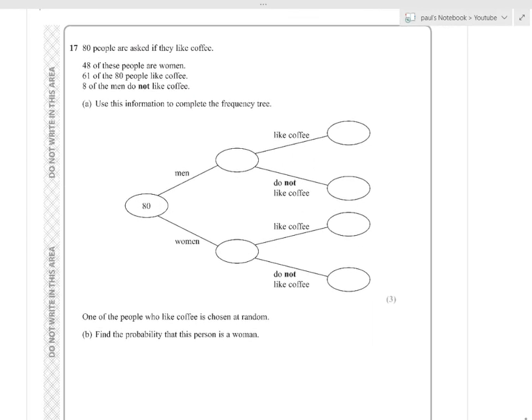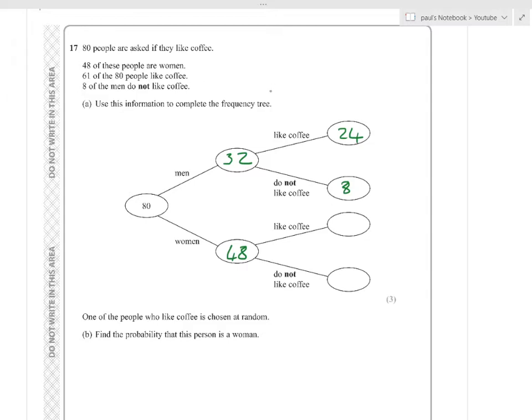Got me confused. Oh, look, 80 people were asked if they like coffee. 48 of these people are women. So we've got 48 women, so that means there must be 32 men. 61 of the 80 people like coffee. 8 of the men do not like coffee. So 32 take away 8 is 24.